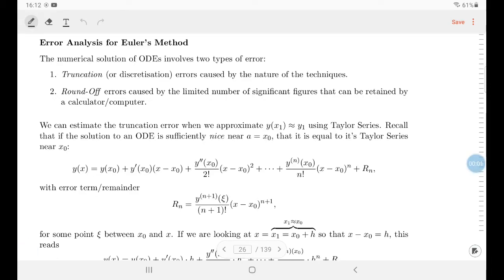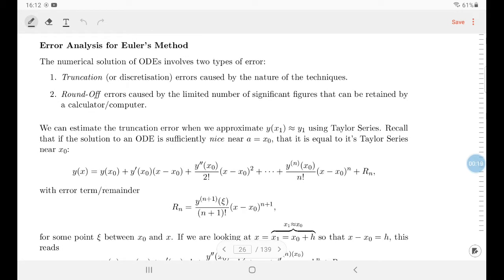Some tricky stuff. Now, really, it's the conclusion of this section that's the most important thing. But just to give you an idea of how we could analyze these things. So when you have a differential equation, that's what this ODE means, there's two types of error.